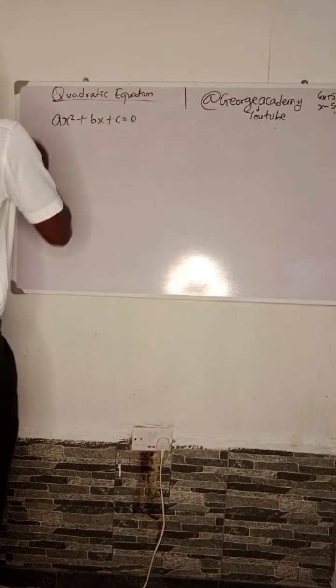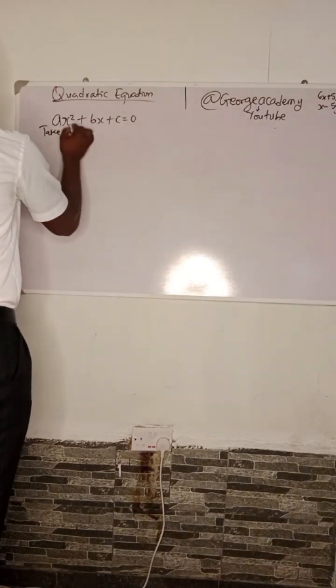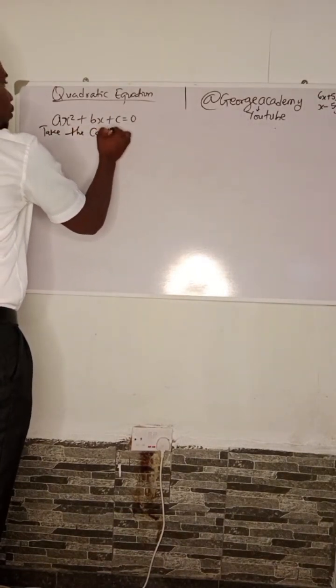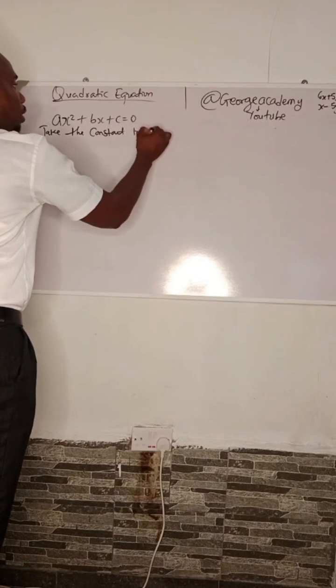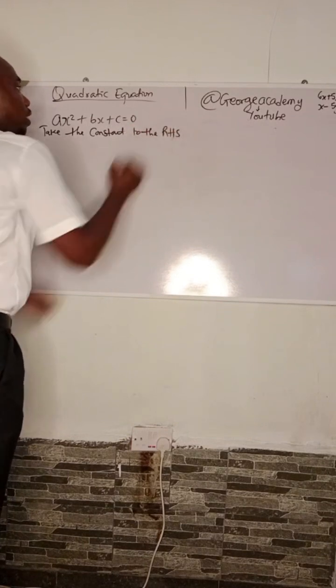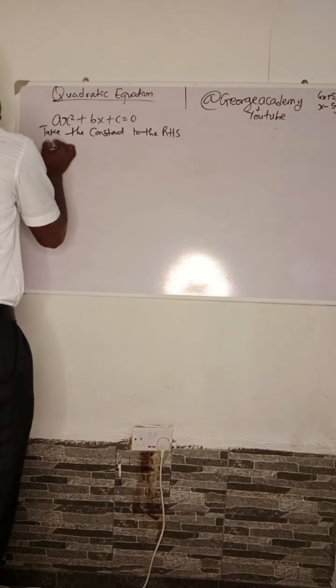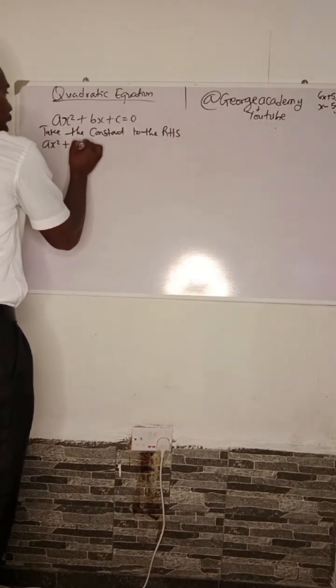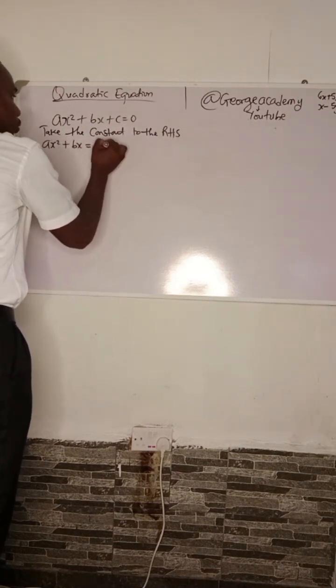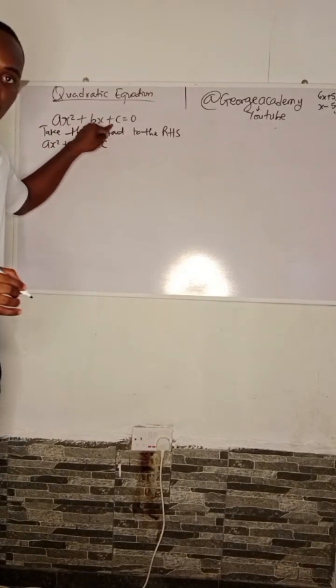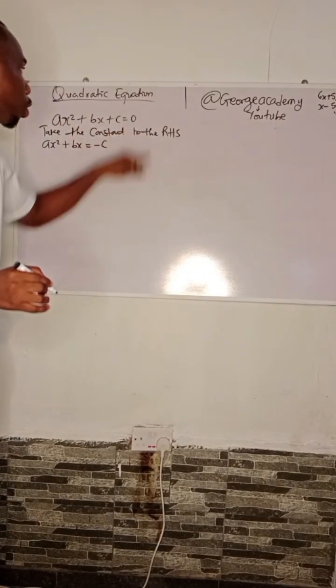So if we are going to prove the quadratic formula, the first thing we are going to do is take the constant to the right hand side. This is the constant c, so we take it to the right hand side. So it becomes ax squared plus bx equal to minus c. Immediately it crosses the equality sign, it changes from plus to minus.